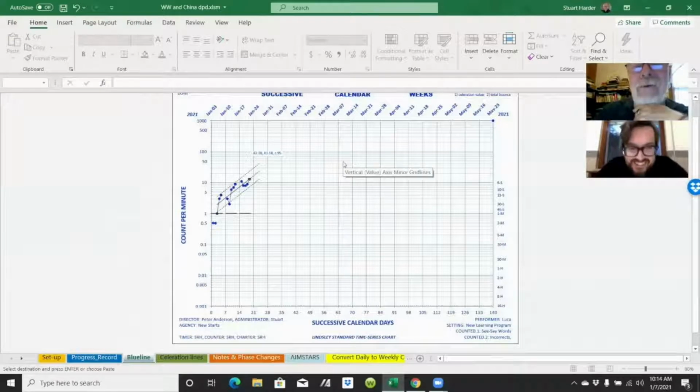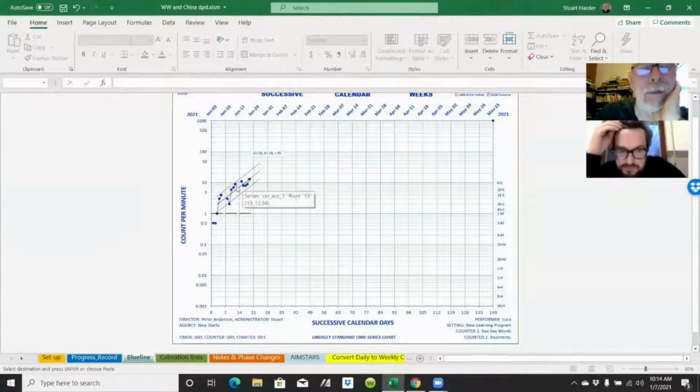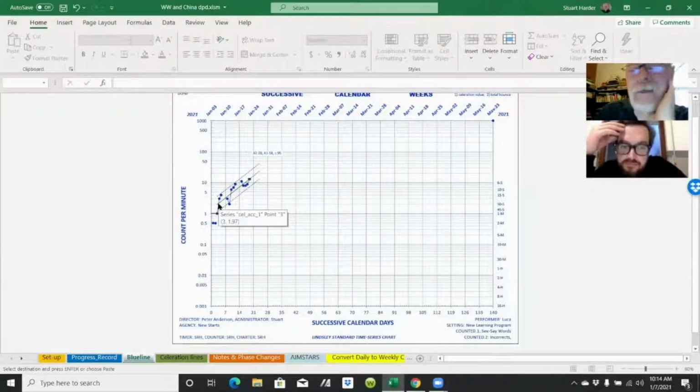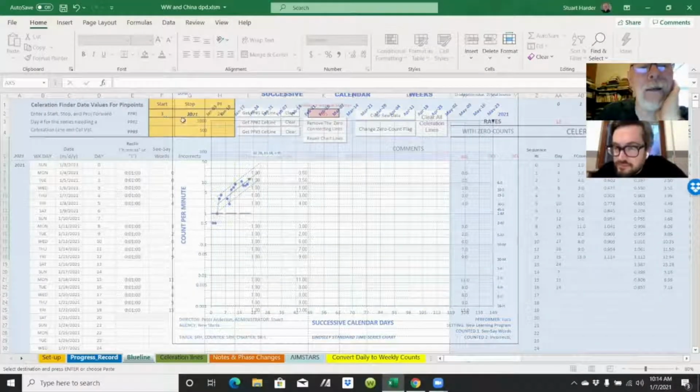So let me show you now what we have. This solid line right here, that's the acceleration line based on the first 2 numbers that we entered, day 3 and day 19.